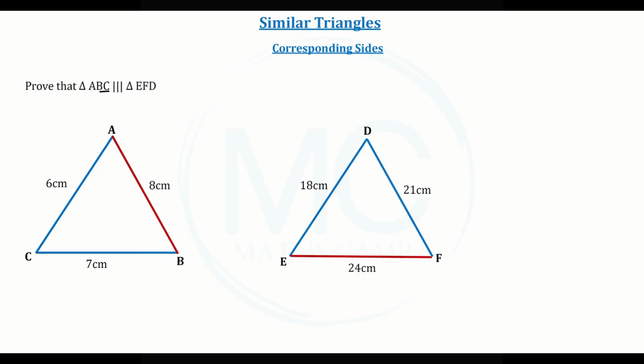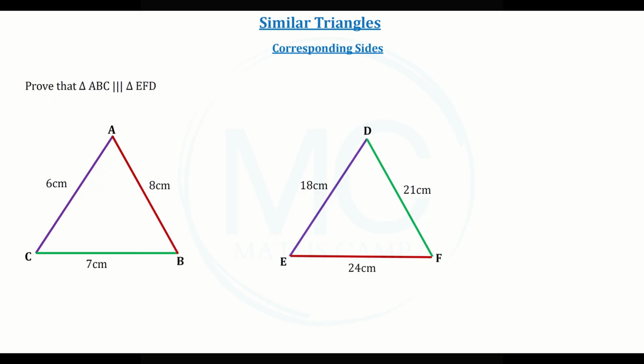B and C are the second and third letters in ABC, so let's mark line BC in green. F and D are the second and third letters in EFD, so let's mark side FD in green as well. A is the first letter in ABC and C is the third, so let's mark side AC in purple. In EFD, E is the first letter and D is the third, so we can mark side ED in purple as well.